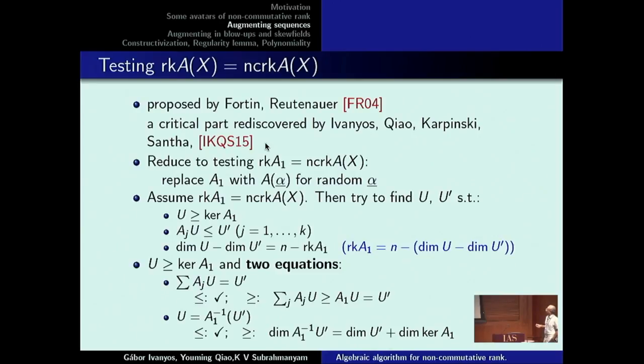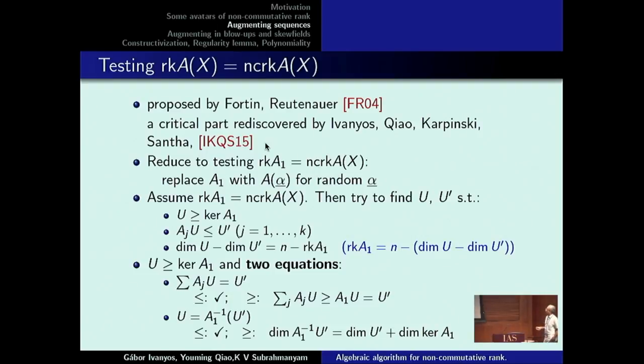The idea of using second Wong sequences was proposed earlier by Fortin and Rotenier, and this was once again rediscovered in the paper by Ivanyos, Qiao, Karpinski, and Santha, where they tackle the rank one case, and one more case, which I will also describe in a later slide.